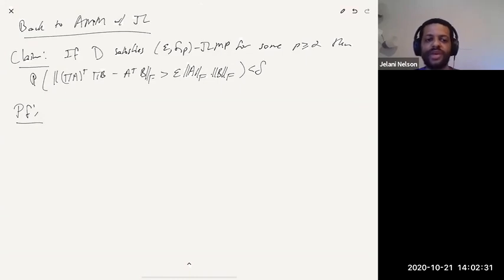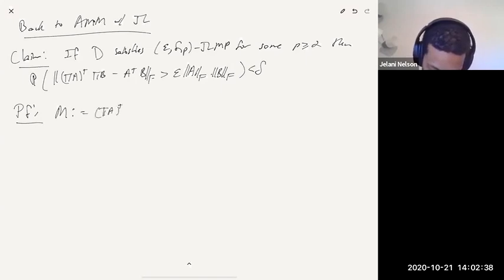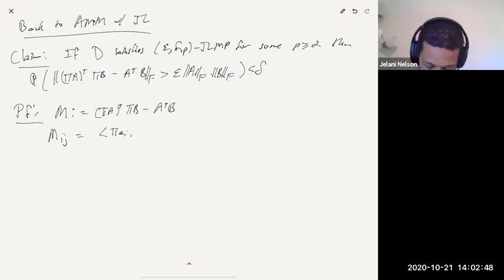Okay. So good. So let's try to understand this. So let's define M to be pi A transpose pi B minus A transpose B. And we already said that then you have something like Mij is equal to pi Ai dotted with pi Bj, where Ai is the ith column of A, Bj is the jth column of B, minus Ai dot Bj, sorry.